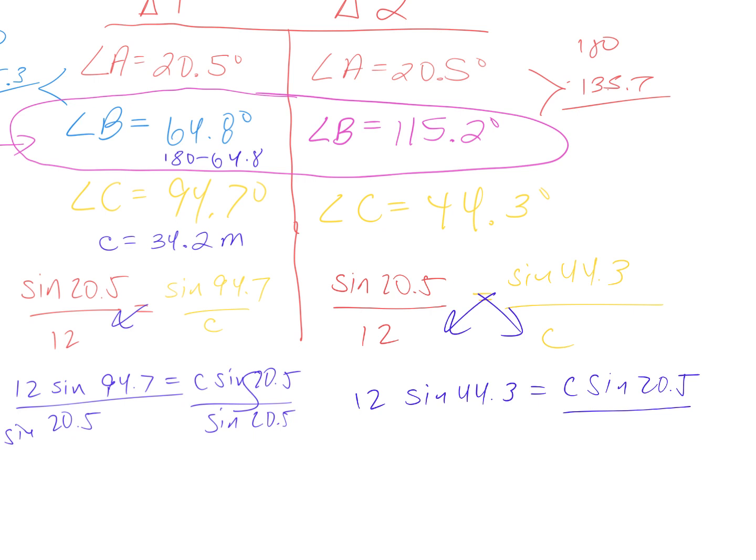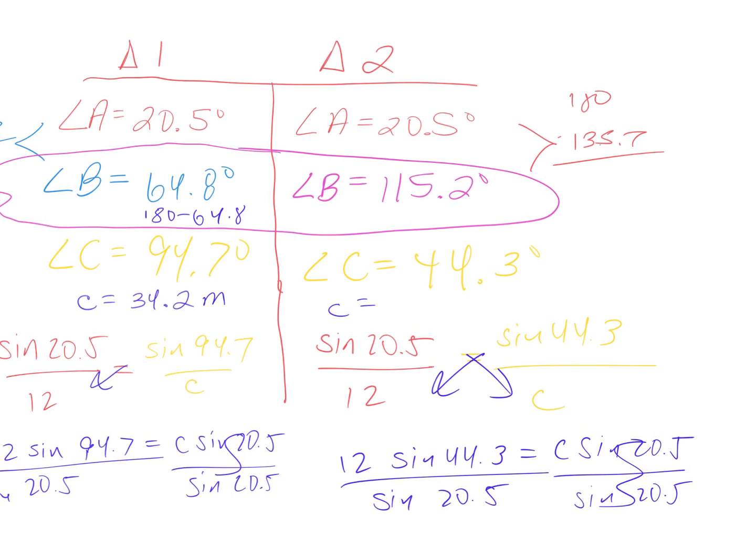We're going to do 3 more examples here in a second, and you'll see how this comes to light. What is little c in the second triangle? So 12 sine 44.3 over sine 20.5. What'd you get? 23.9? Yeah, me too. So, meters.